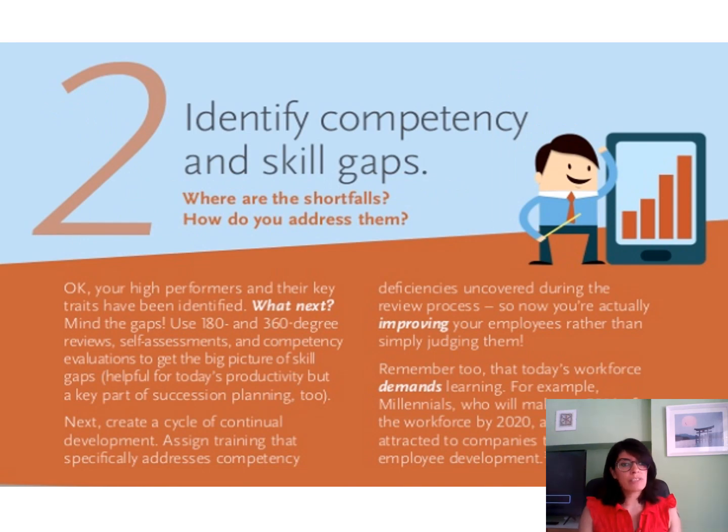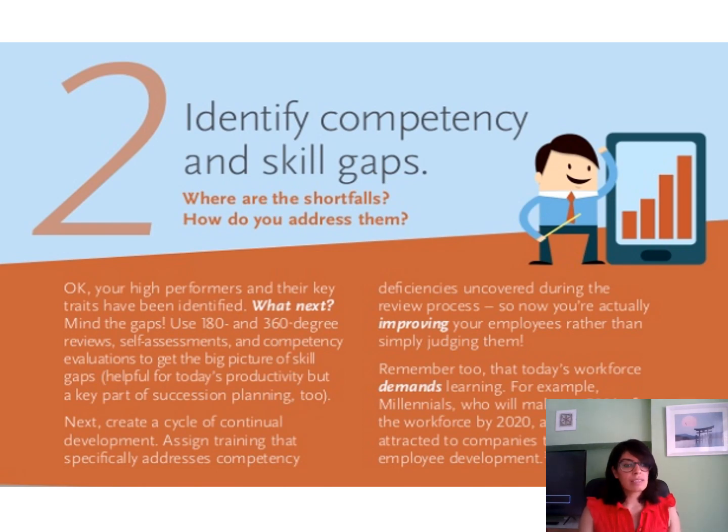Step two is to then identify competencies and skill gaps. So where are people needing most development? Where are they developed? And in the gap in the middle, how are you actually going to address all of that? So now you've identified your high performers, what's next?